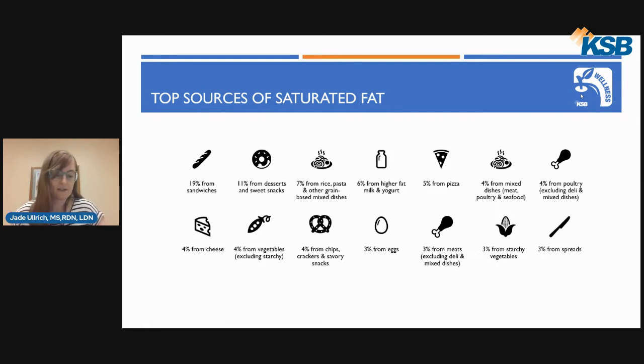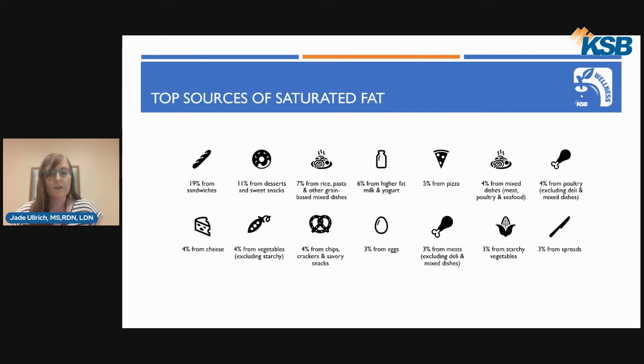Cheese at 4%. Non-starchy vegetables at 4%. Chips, crackers, and savory snacks at 4%. Eggs at 3%. Meats, excluding deli and mixed dishes, at 3%. Starchy vegetables at 3%. Spreads also at 3%. And lastly, 20% comes from other sources.